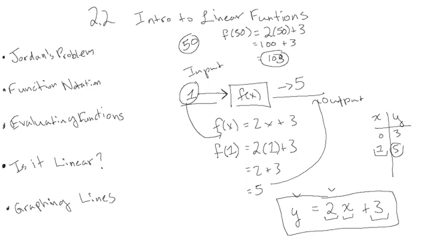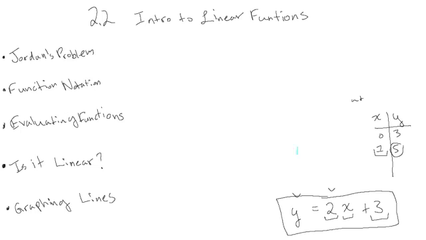Now, f of x and y are two variables that are pretty much interchangeable for the most part. So if you see y, you could replace it with f of x. If you see f of x, you could probably replace it with y. Does that make sense? All right. So let's talk about evaluating these functions for a second.